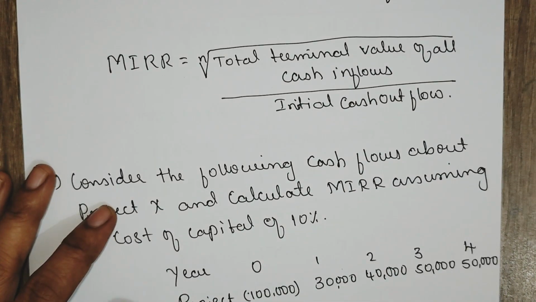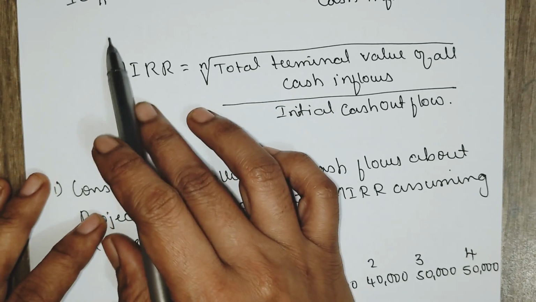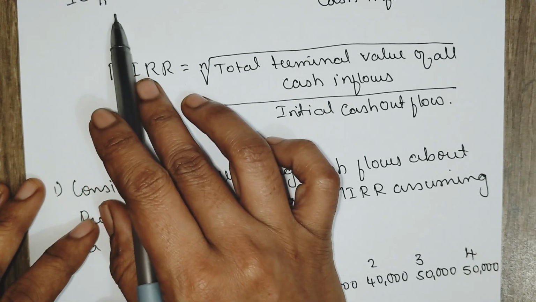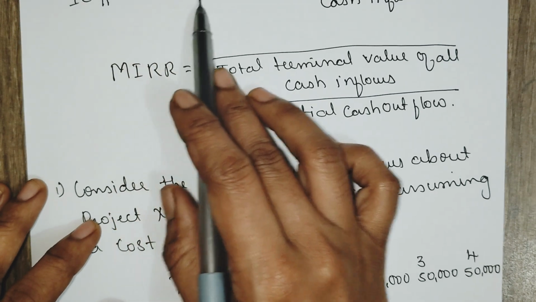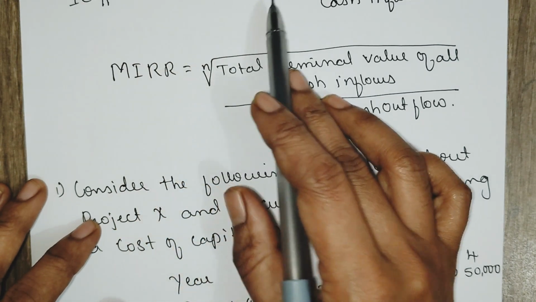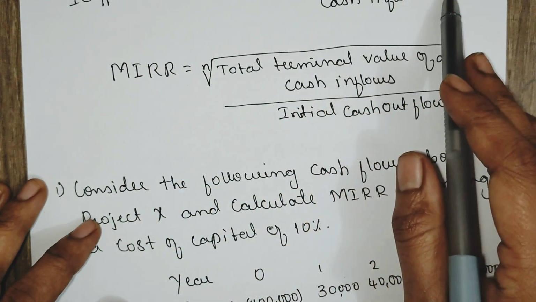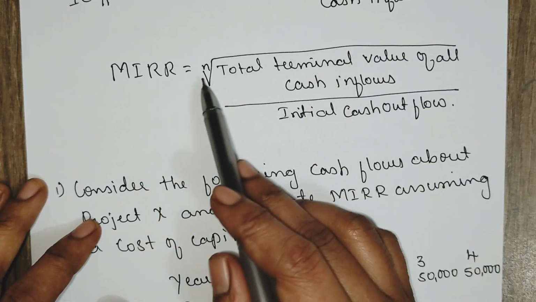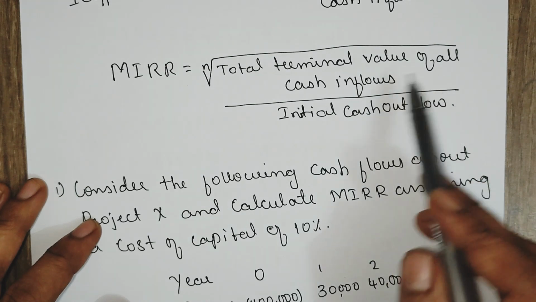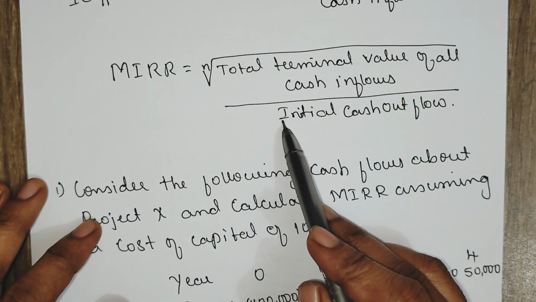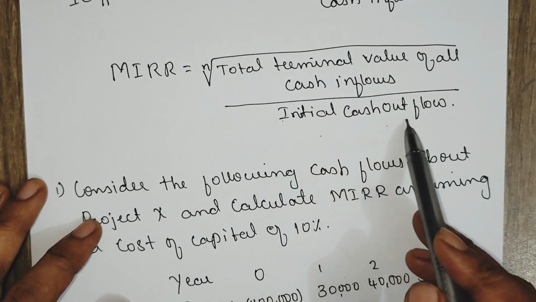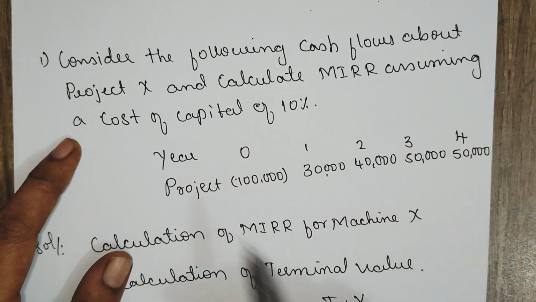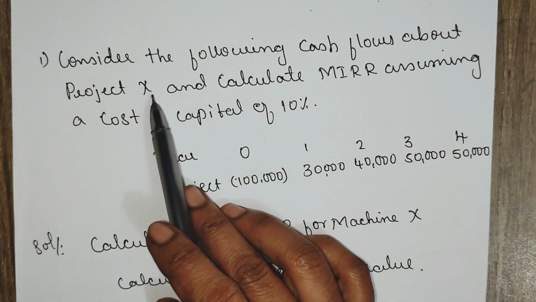To calculate MIRR, we take the formula: initial cash outflow into (1 plus R) to the power N is equal to the total terminal value of all cash inflows. MIRR is the Nth root of the total terminal value of all cash inflows divided by the initial cash outflow. This is the formula to find the MIRR. Now we will understand more with this question.